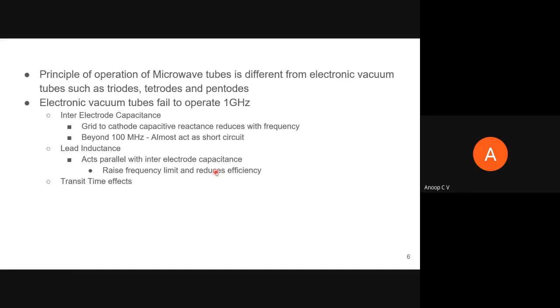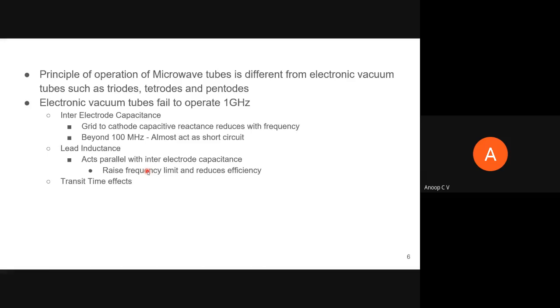So you should remember these three things at very high frequencies: inter-electrode capacitance, lead inductance, and transit time effects. We already saw what the transit time effect is when we studied transmission lines. So these things will come into the picture. Conventional vacuum tube devices fail to operate around and above 1 gigahertz. That can be a question. Why? The answer is this.